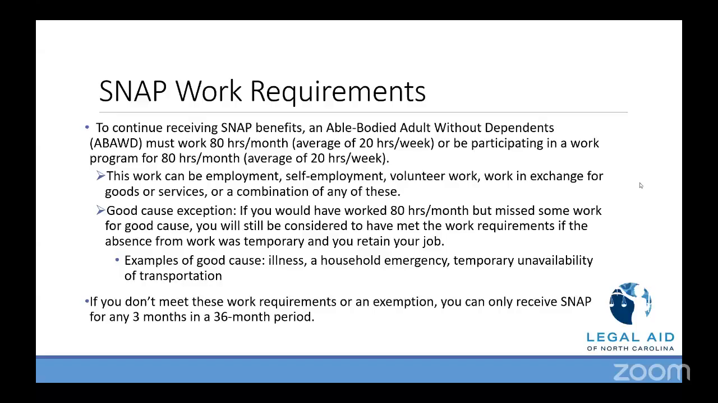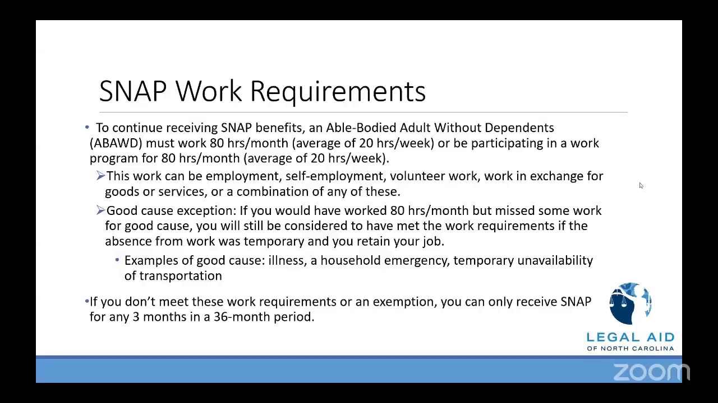So for example, if someone babysits for a family member for 20 hours a week, they may not be making much money. They may be making less than minimum wage because it's a family member, but it doesn't matter that it's less than minimum wage. It only matters that it's at least 20 hours a week. So those individuals would still be meeting the work requirements. And usually a letter from the family member confirming that they do babysit for that amount of time is sufficient to meet the work requirements.